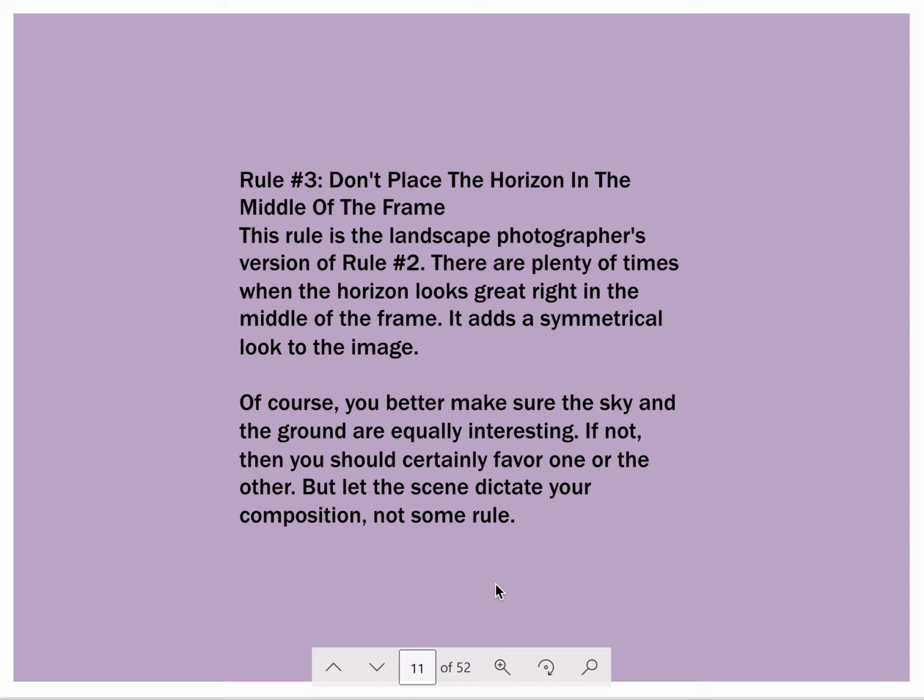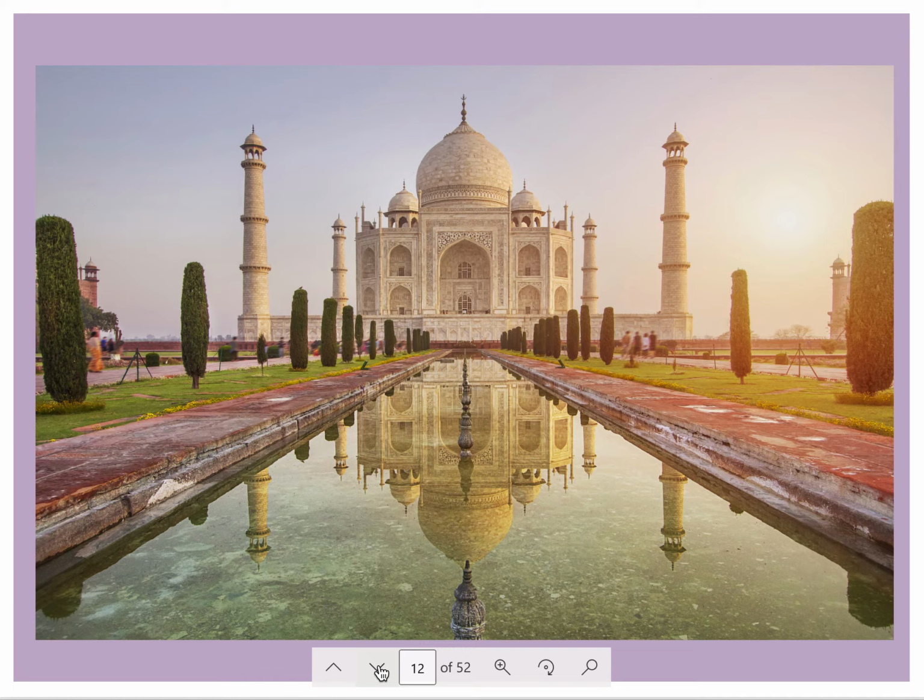Okay. Rule number 3, don't place the horizon in the middle of the frame. It's a general landscape rule that's sort of on the version of number 2, but there are plenty of times that we want to do this. And sometimes it's the right thing to do.